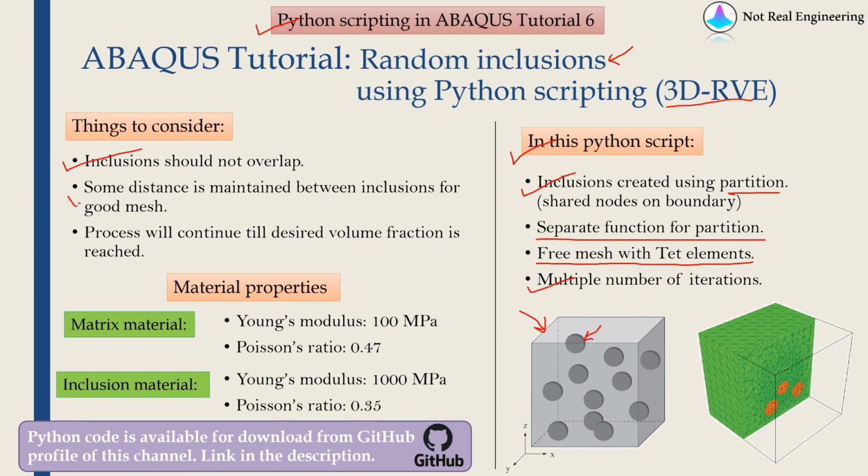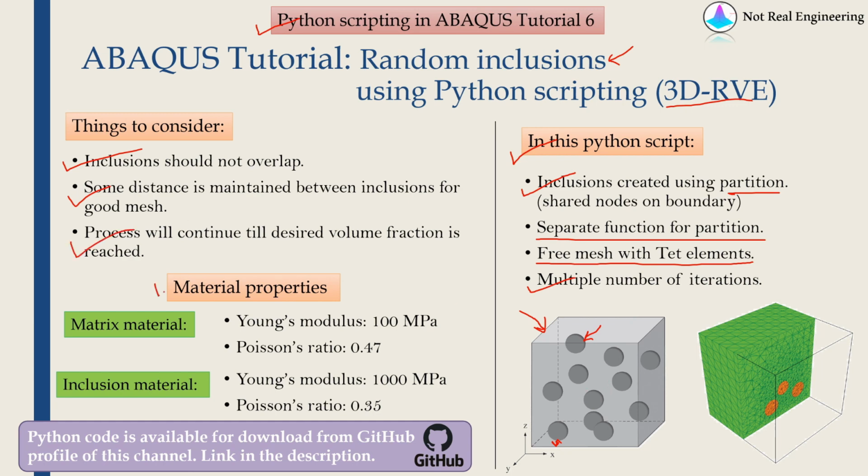We will also maintain some distance between any two inclusions, and also there will be distance between inclusion and boundary. So inclusion will not even touch the boundary. This some distance is kept because there should not be any problems while meshing. And this addition of inclusion process will continue until desired volume fraction is reached.